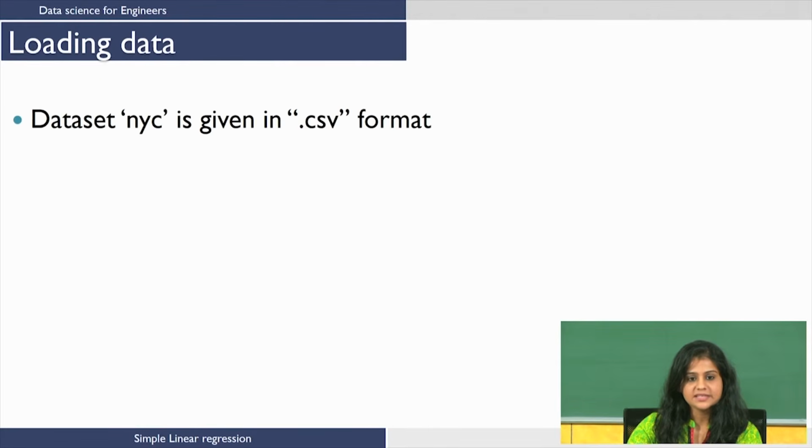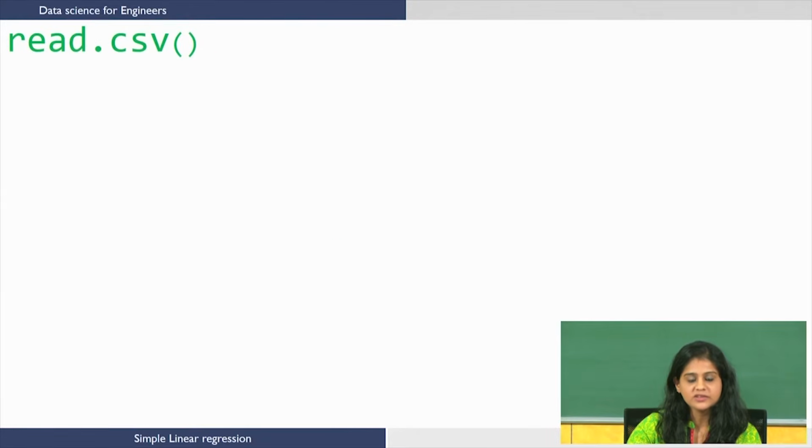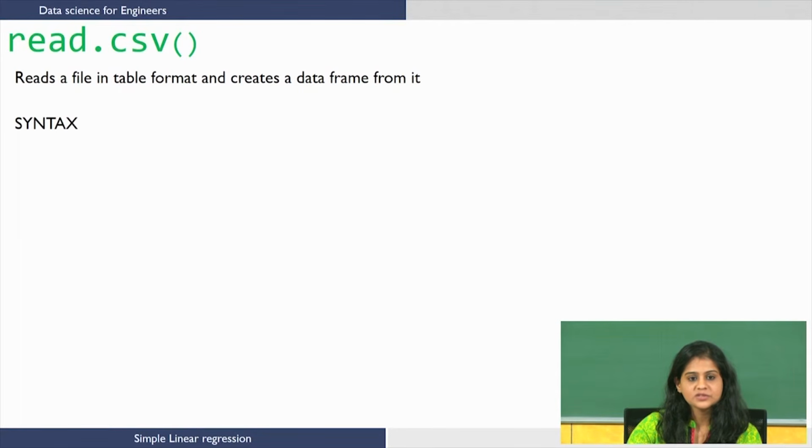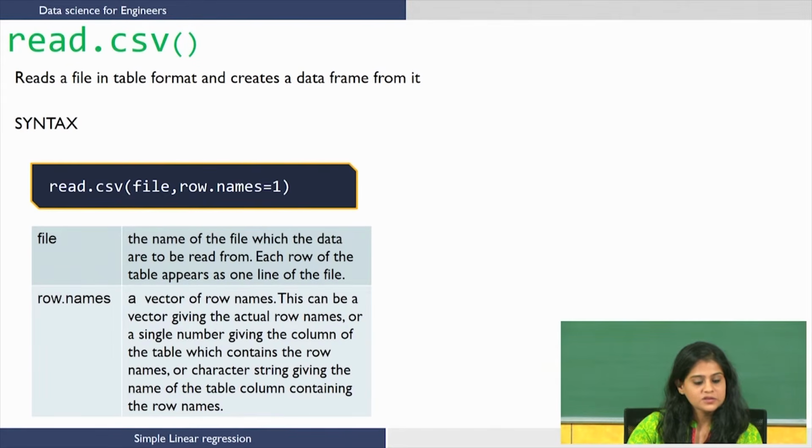The data set NYC is given to you in a CSV format, and to load the data set we are going to use the function read.csv. The inputs for the function read.csv are similar to what we saw in the previous lecture for read.delim. read.csv reads the file in a table format and creates a data frame from it. The syntax is read.csv and the inputs to the function are file and row names. File is the name of the file from which you want to read the data, and row names is the vector giving the actual row names, could also be a single number.